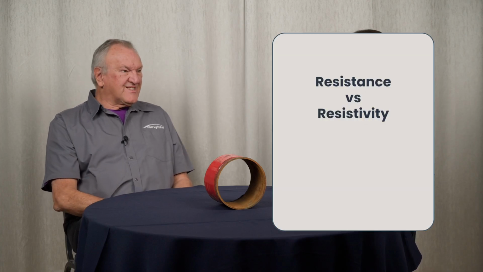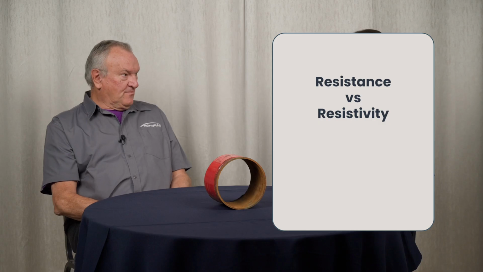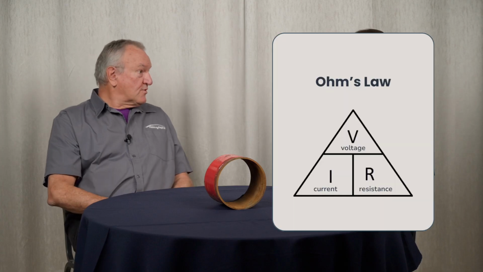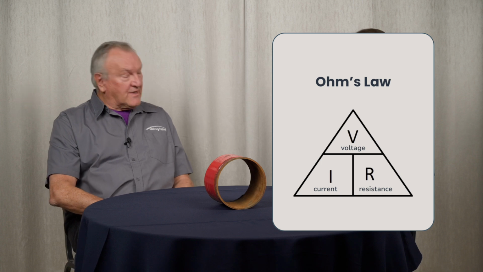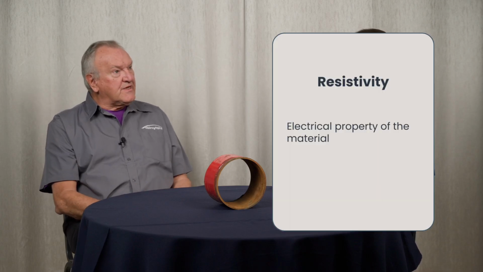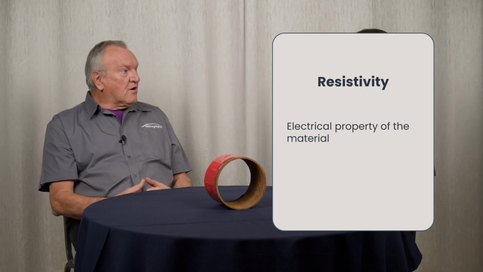Well, a lot of people have a big challenge in trying to get to grips with the difference between resistance as an electrical term and resistivity. So for those of you who've been exposed to our good old friend Ohm's law, resistance, voltage, and current are directly related to each other. But what about resistivity? I think the easiest way to get the concept of resistivity across is that resistivity is an electrical property of the material.